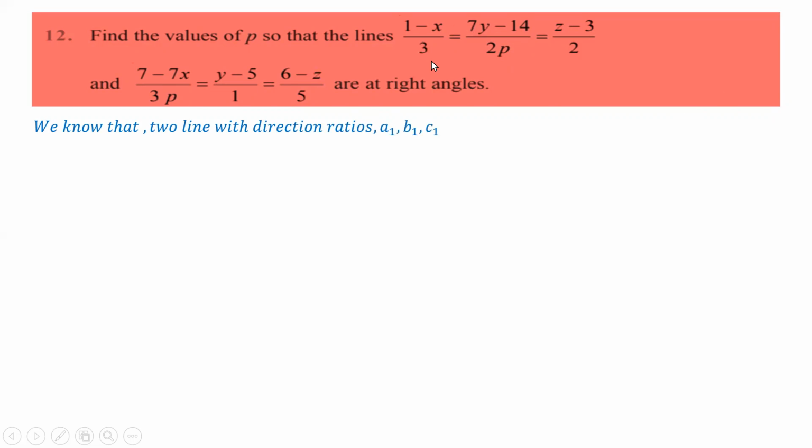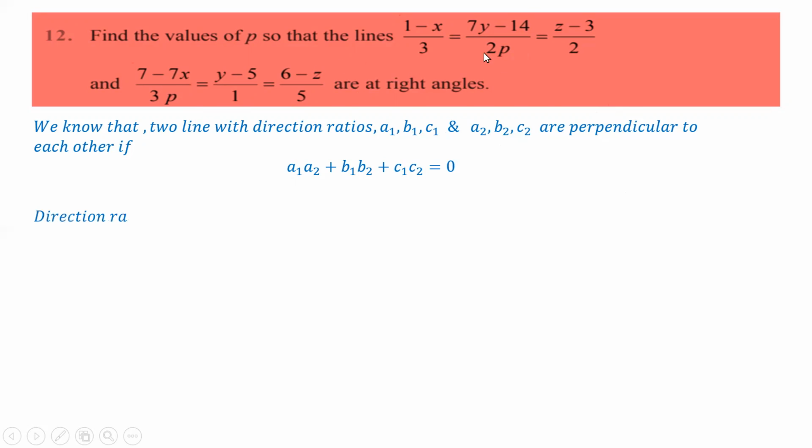That is x minus x1 by a1 equals y minus y1 by b1 equals z minus z1 by c1. And we have the condition that if two lines are perpendicular to each other and their direction ratios are given, then the condition is a1 a2 plus b1 b2 plus c1 c2 is 0, where a1 b1 c1 and a2 b2 c2 are the direction ratios of the lines. So let us find the direction ratios of the given two lines.